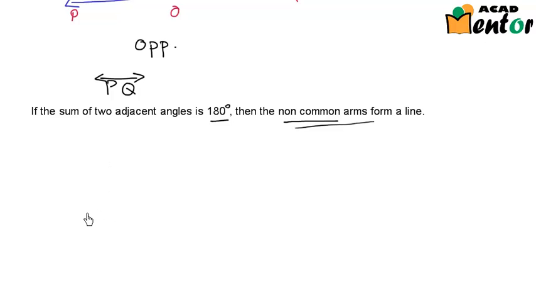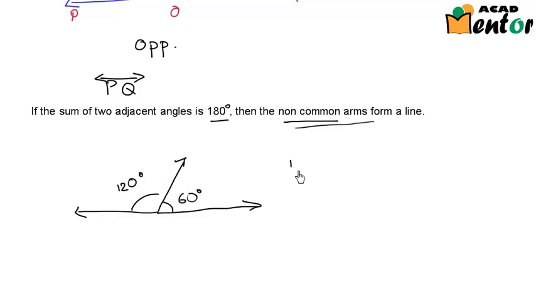Let's look at an example for this. So if I say there are two adjacent angles, again adjacent means they have one arm in common, and let's say this angle is 120 degrees and this one is 60 degrees, then we could say that they have a sum of 180 degrees, right? Hence this right here would be a straight line. Great. Now these angles could have been 140 degrees and 40 degrees. Again the sum would have been 180 degrees, and this one right here would have been a straight line.